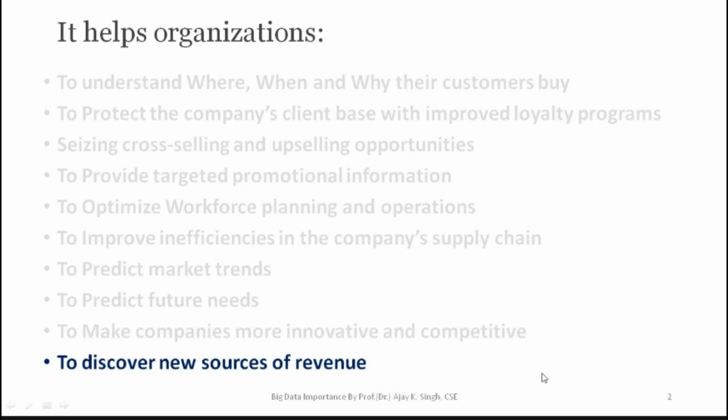Fine. So to discover a new source of revenue, just now we discussed how we are going to generate new revenue. What changes we are going to make to the product so that I'm going to get a good amount of money at the end of the day, isn't it? So this is going to be really beneficial for us to generate revenue.